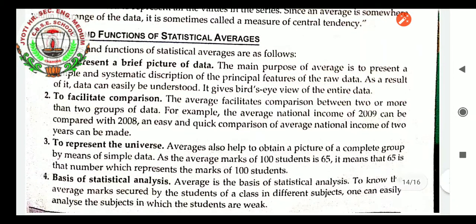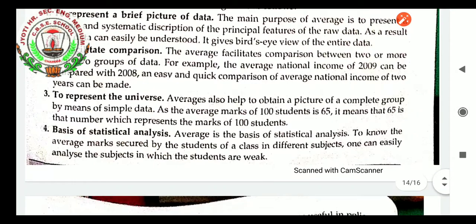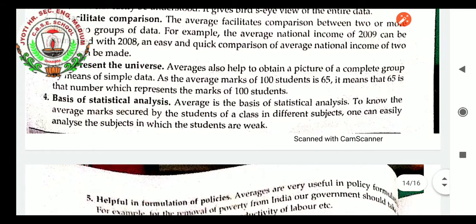To facilitate comparison. The average facilitates comparison between two or more groups of data. For example, the average national income of 2009 can be compared with 2008. An easy and quick comparison of average national income of two years can be made. To represent the universe, averages also help to obtain a picture of the complete group by means of simple data. As the average marks of 100 students is 65, it means that 65 is that number which represents the marks of 100 students.